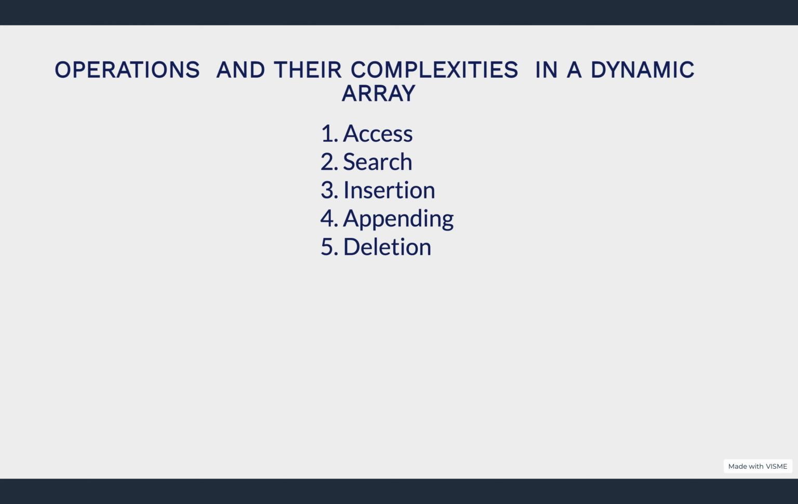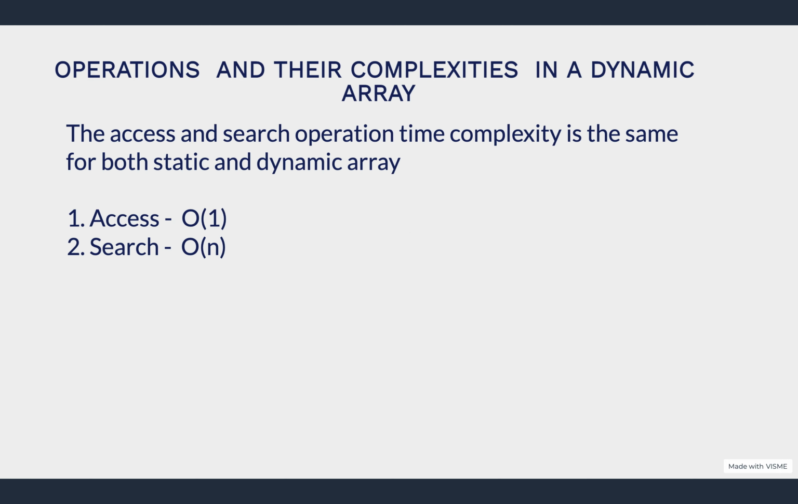Operations and their complexities in a dynamic array. The access and search operation time complexity is the same for both static and dynamic array. So the access time is constant for both dynamic and static array, and the search time complexity too is linear for both the dynamic array and static array.